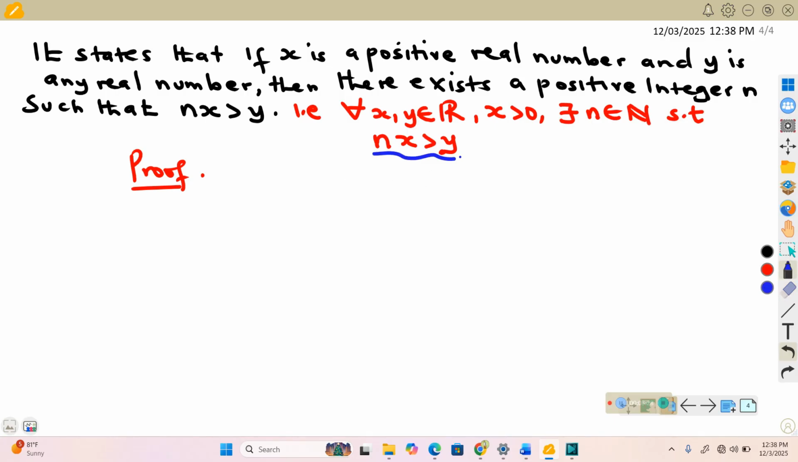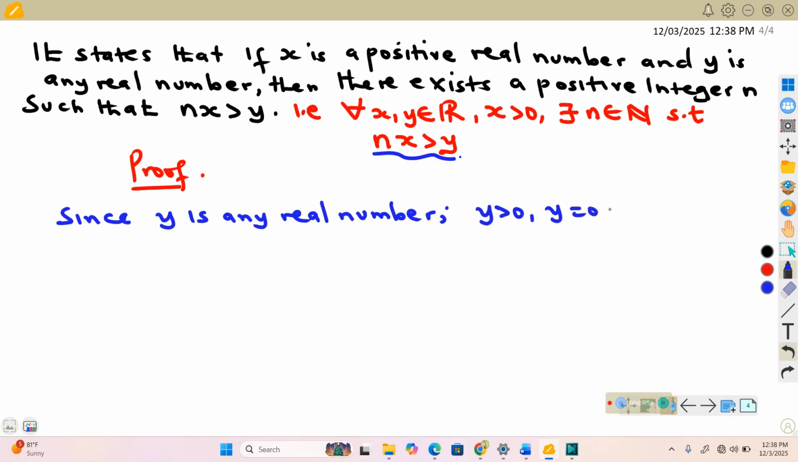Okay, so let us look at the proof. Already we know that y is any real number. There is no restriction on y. So if y is any real number, it means, as we said, y can be positive, y can be equal to 0, or y can be a negative value. In other words, y can be less than 0. Because there is no restriction on y, y can be positive, negative, or equal to 0.